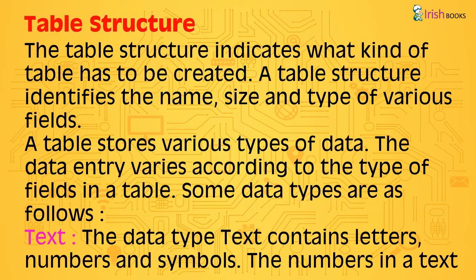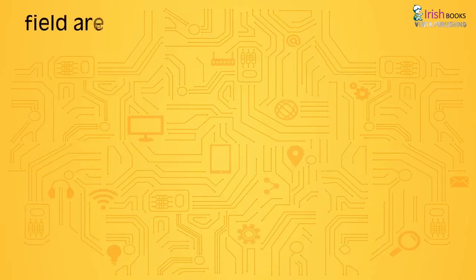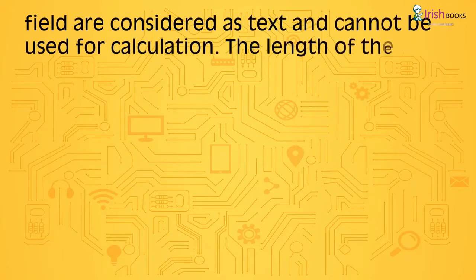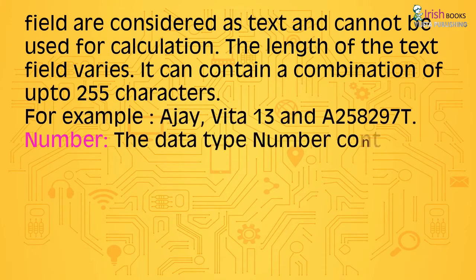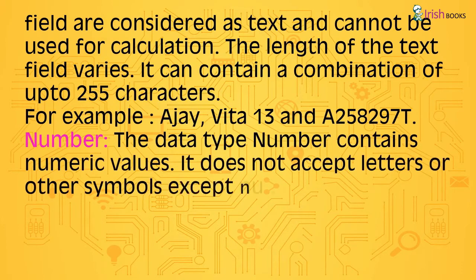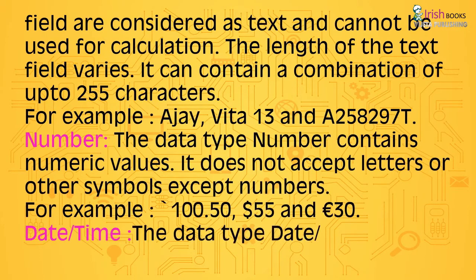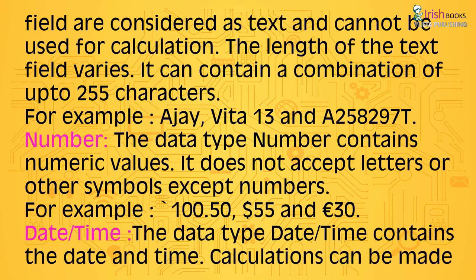Text. The data type text contains letters, numbers and symbols. The numbers in a text field are considered as text and cannot be used for calculation. The length of the text field varies. It can contain a combination of up to 255 characters. For example, Ajay, Vita 13 and 8258297T.